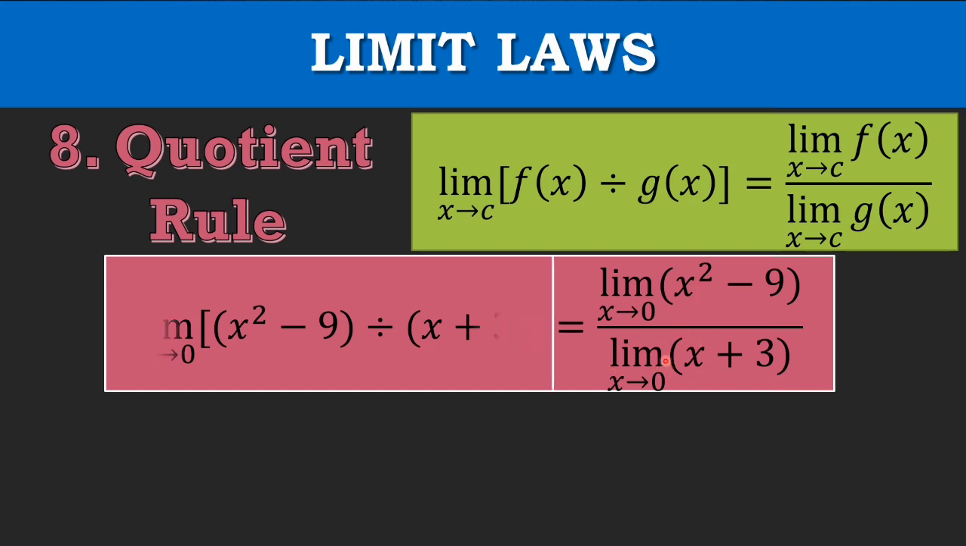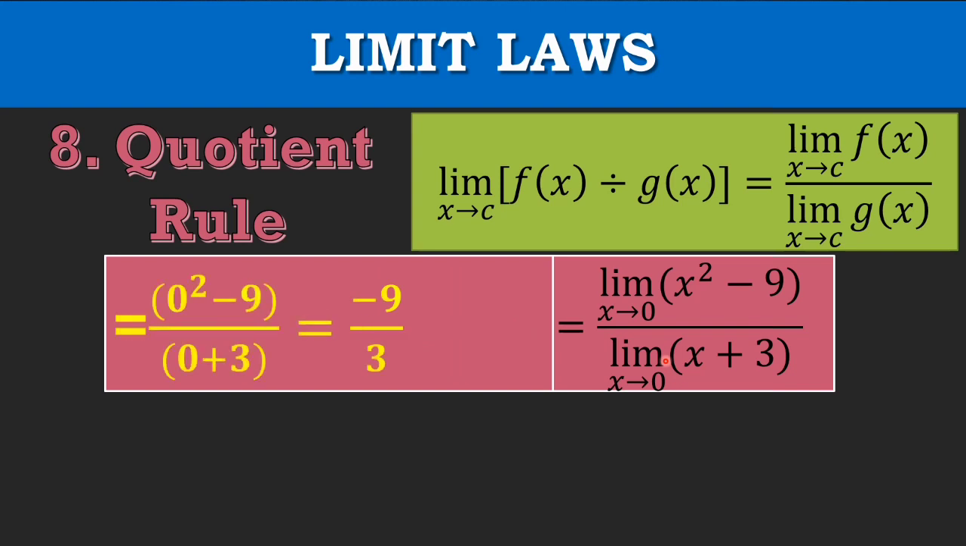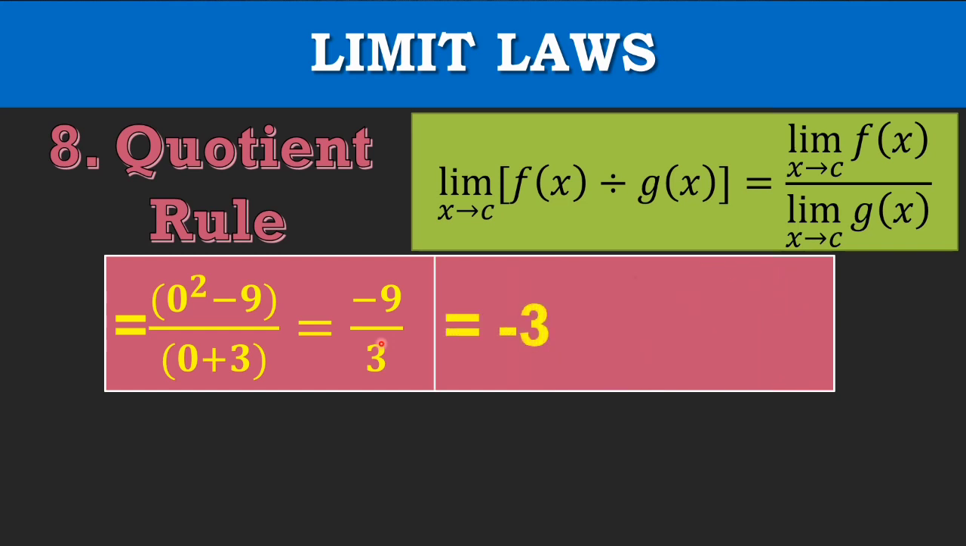Then direct substitution, yung x magiging 0, so we get 0 squared minus 9 over 0 plus 3. Then evaluate, so 0 squared is 0, minus 9 is negative 9, and 0 plus 3 is 3. Then simplify, we get negative 3. And that is the limit of the function.